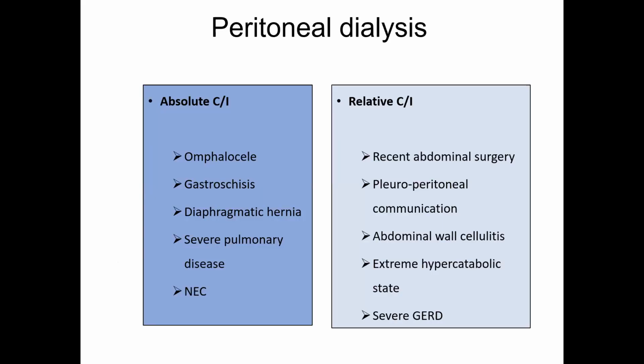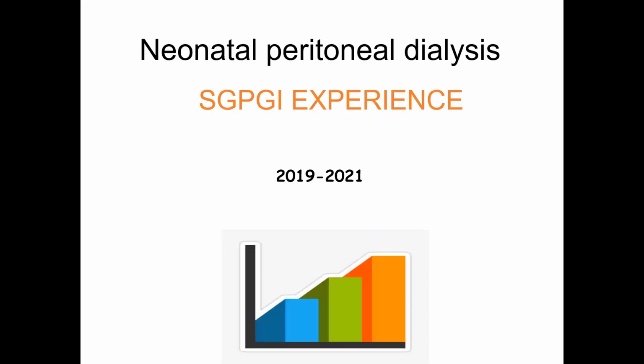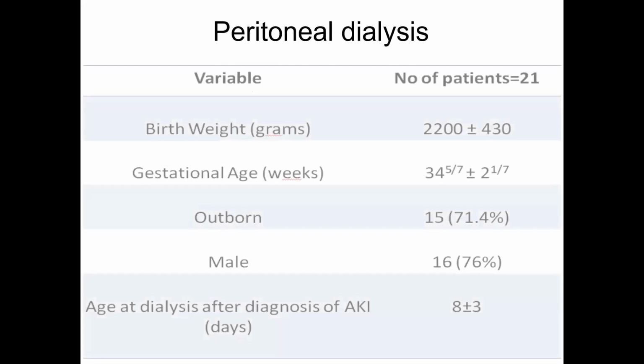Now, coming to the contraindications of peritoneal dialysis, absolute contraindications include omphalocele, gastroschisis, diaphragmatic hernia, severe pulmonary disease, and necrotizing enterocolitis. Relative contraindications include recent abdominal surgery, pleuroperitoneal communication, abdominal wall cellulitis, extreme hypercatabolic state, as well as severe gastroesophageal reflux disease. Now, this is the neonatal peritoneal dialysis experience at our center from 2019 to 2021.